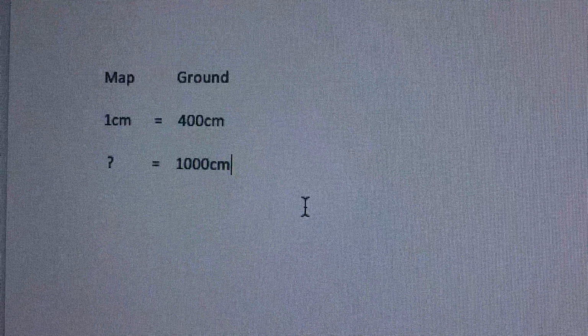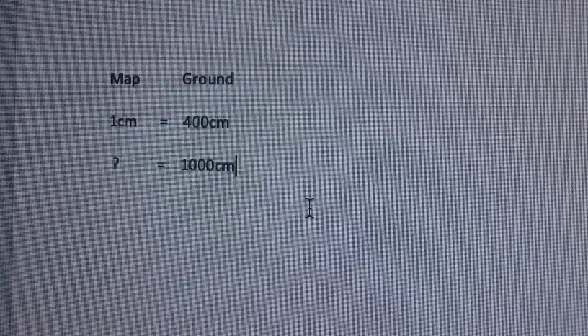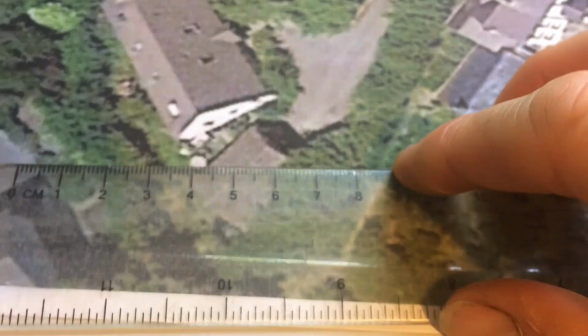And then we have to do the same thing to our map scale. So 400 times 2.5 gets you to 1,000. So therefore, 1 times 2.5 is 2.5 centimetres. So now if we go back to our map, we can create grid lines going through our garden which are 2.5 centimetres apart.